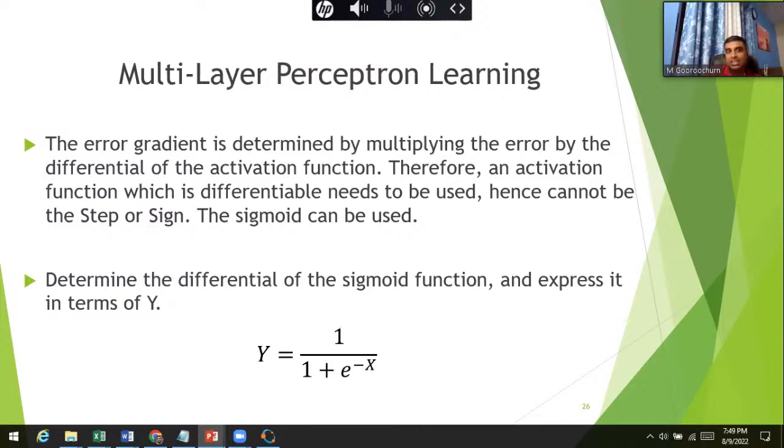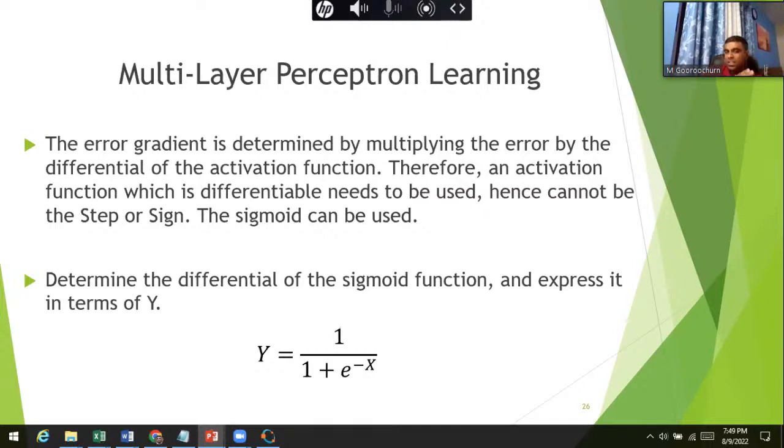Now, this immediately tells you that for me to use an MLP, I need to choose an activation function which is differentiable, because I want to get the differential of the activation function here. This clearly says that I cannot use step or sign, because step or sign is not differentiable. Step is just a gradient of 0, infinity, and then 0 again. Same thing for sign. This is why you would need to use an activation function like sigmoid. Not the only one, but you have other activation functions you would come across if you read in this area.